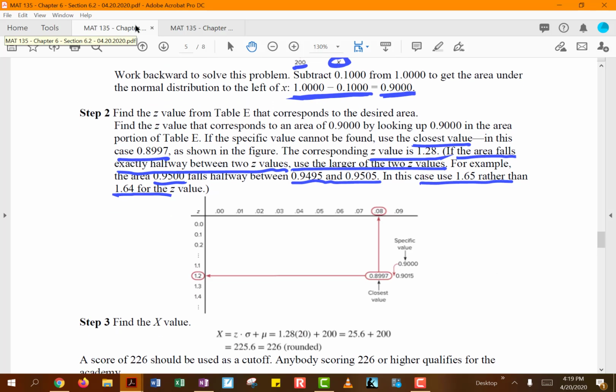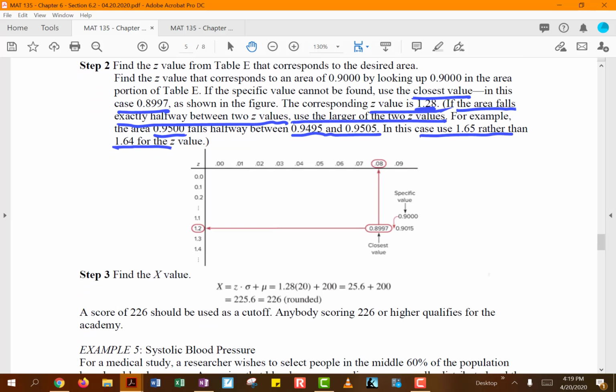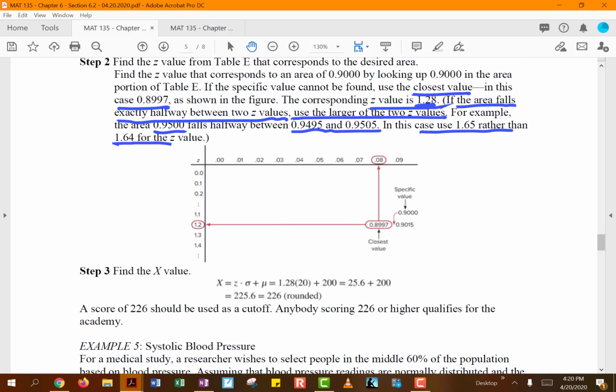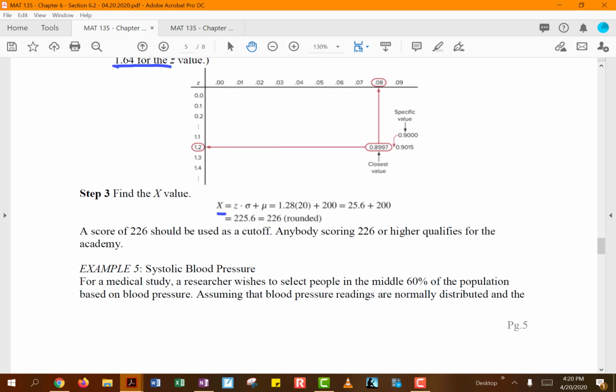Now we were closer to 8997, so that's why our z-score is going to be 1.28. Now remember, once you find your z-score, you have to put it back into this formula to find your data value. So our z-score is 1.28, standard deviation is 20, mean is 200, plug all of these in, and you end up getting an answer of 225.6, so round it, and you end up getting 226.